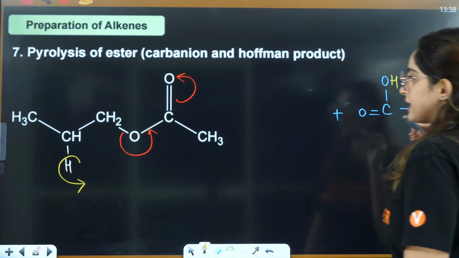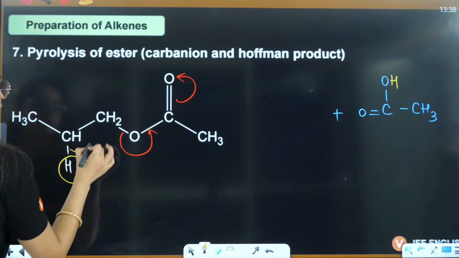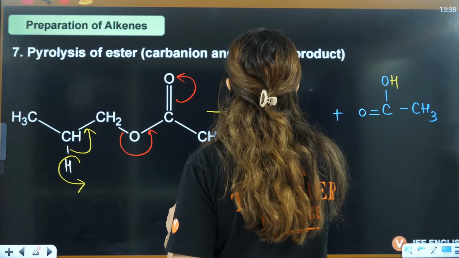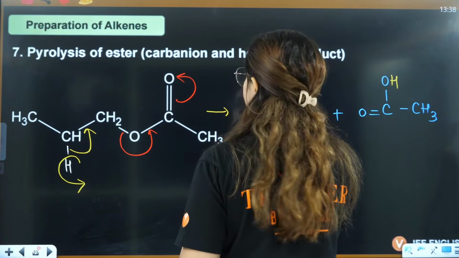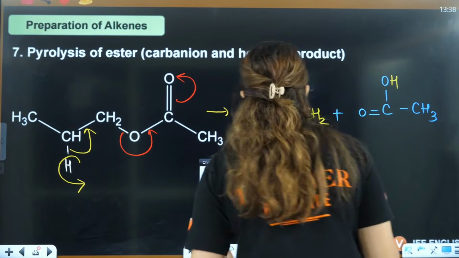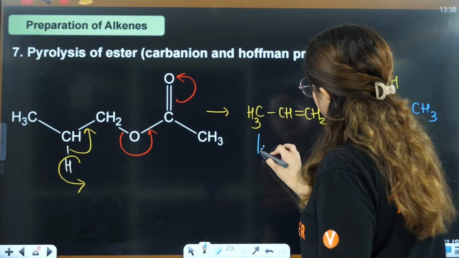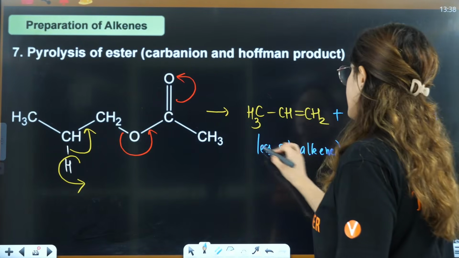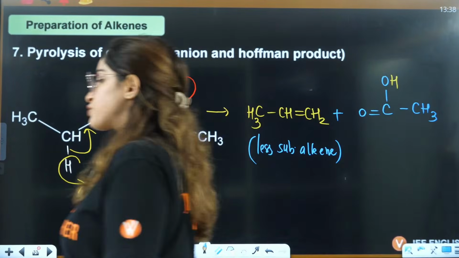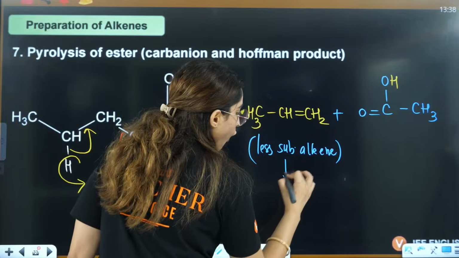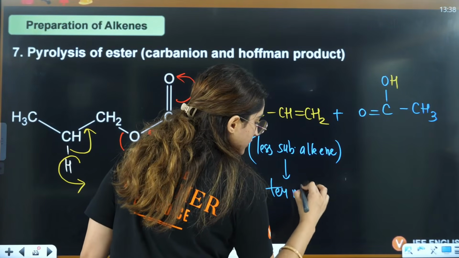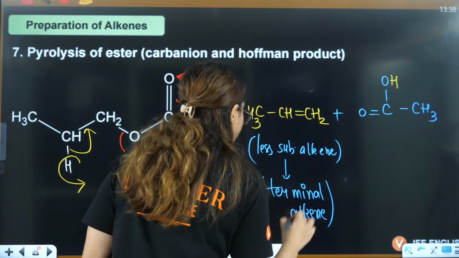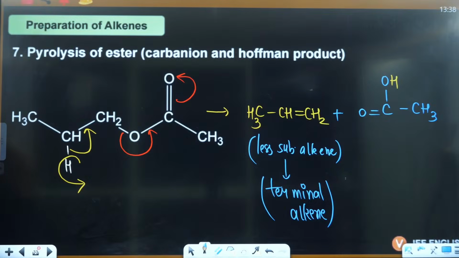So this is carboxylic acid and this bond will shift here, which will give you formation of a terminal alkene, less substituted alkene. Can you see this? A terminal alkene, less substituted alkene is formed, right? Always it will give rise to terminal alkene, okay, always.